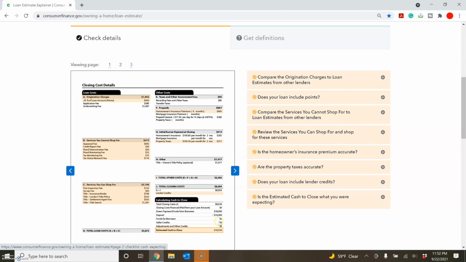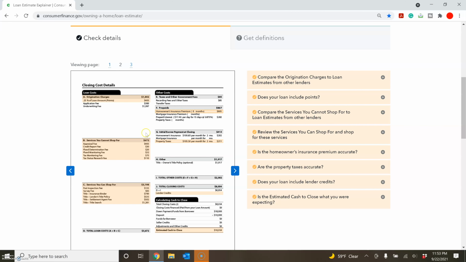Now, this is the figure that is only allowed to change 10% from what your closing disclosure ends up being. If this is any more or less than 10%, then that means a new LE has to be issued, or you may have to start the whole loan over again if there were some different violations going on. So just be aware of that.